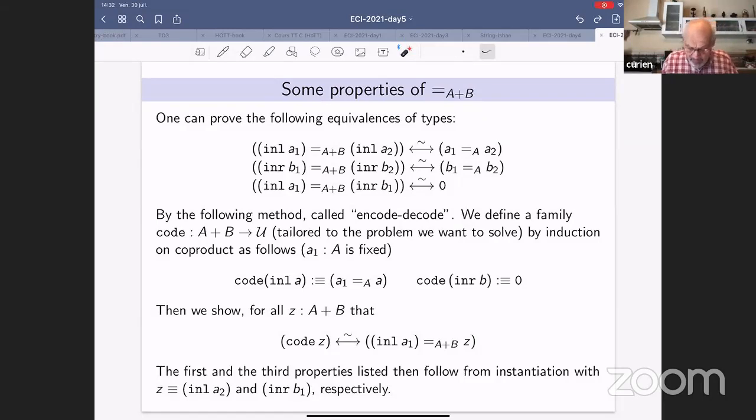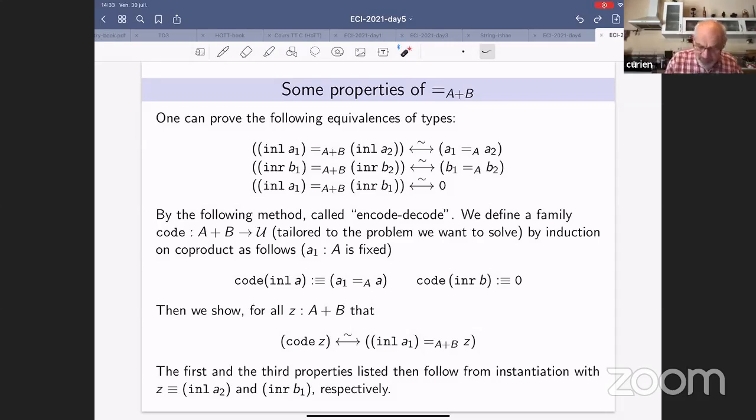And then let's see what we shall do. We shall try to find a type or a family of types where something becomes a variable. And this is exactly what we are doing here. So we are defining a family, which we will call code, which depends on A plus B. So it's a family code from A plus B to U, which is defined in a certain way, which I will comment on.